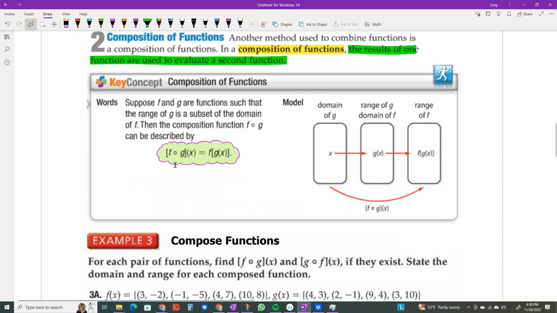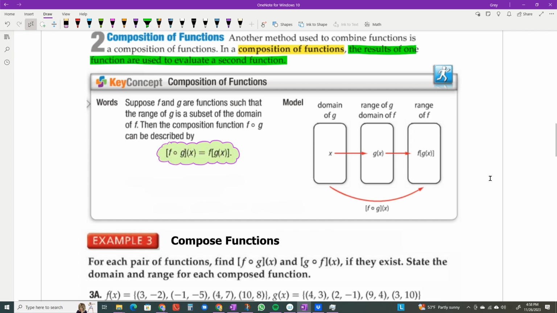If you see f with that little open circle, g of x, that means f of g of x. And if you remember correctly, whenever you calculate these, and we're going to do some examples, when you have multiple grouping symbols, we always start with the inside and work out. One of the things that becomes tricky on these problems is the domain.